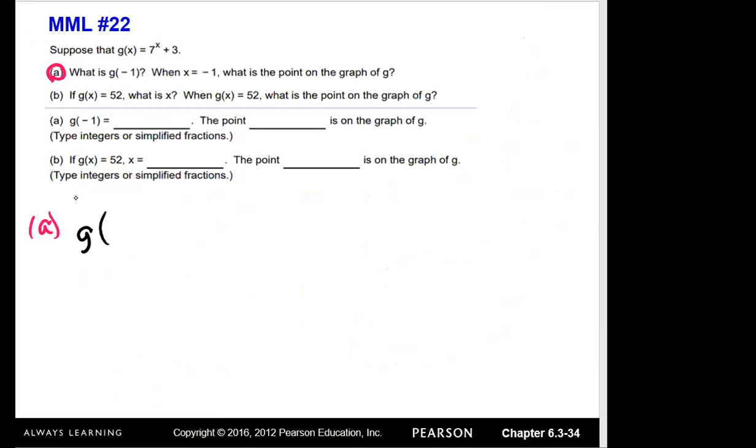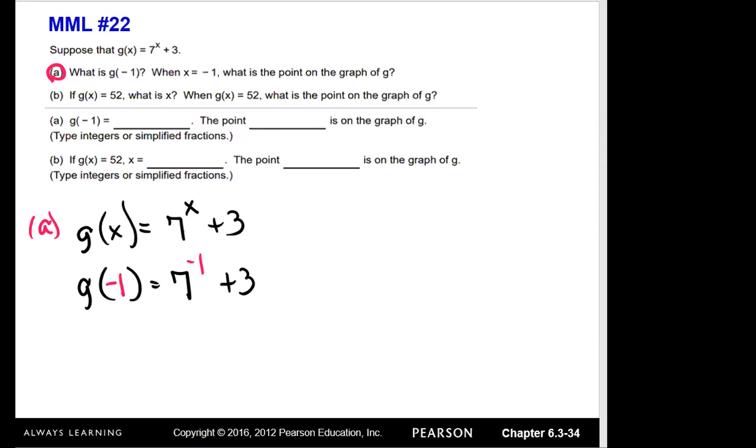All right, so g of x is 7 to the x plus 3. We want to calculate g of negative 1. So that's going to be 7 to the negative 1 plus 3. Well, 7 to the negative 1 is the same as 1 over 7 to the positive 1, which is just 1 seventh. And 1 seventh plus 3 would be 3 and 1 seventh. But they want type integers or fractions. They didn't say mixed numbers. So 7 times 3 is 21 plus one more. That'd be 22 sevenths. So 22 sevenths goes here.